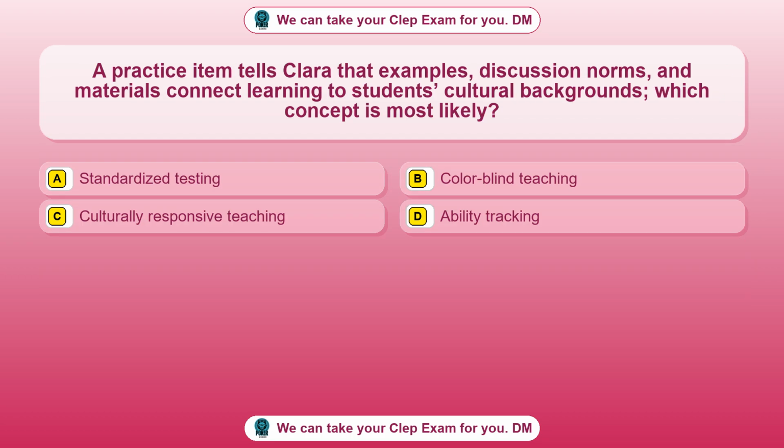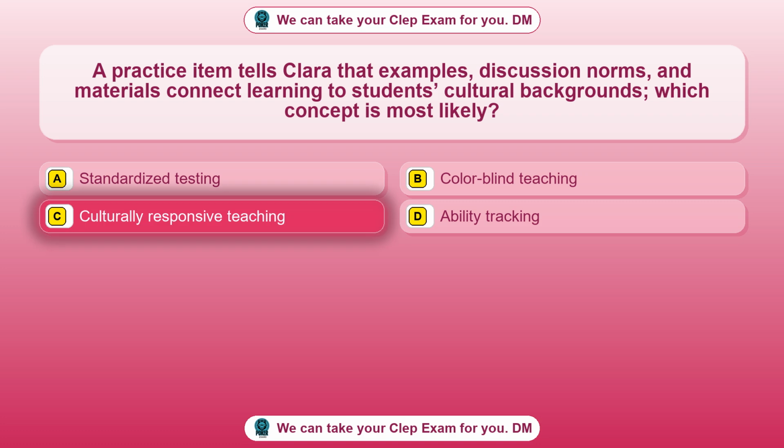Question 69. A practice item tells Clara that examples, discussion norms, and materials connect learning to students' cultural backgrounds. Which concept is most likely? Option A, standardized testing. Option B, colorblind teaching. Option C, culturally responsive teaching. Option D, ability tracking. The correct answer is option C, culturally responsive teaching.